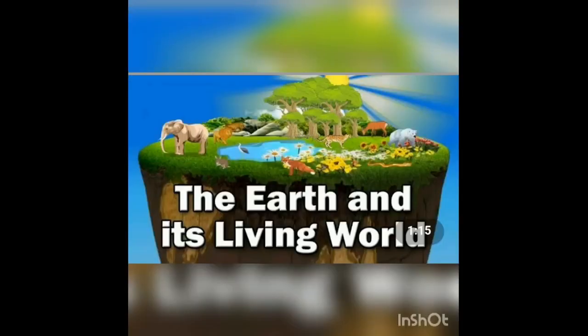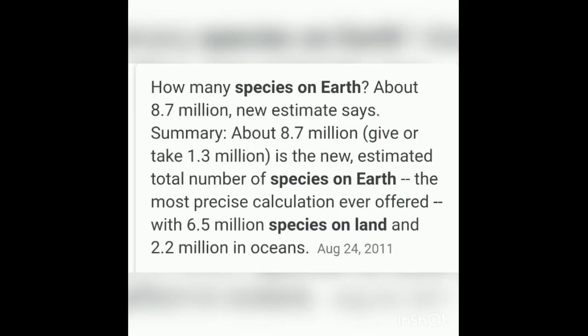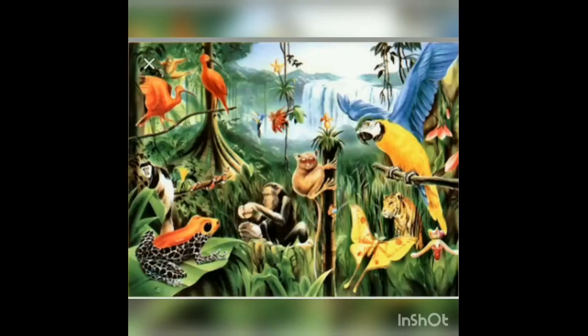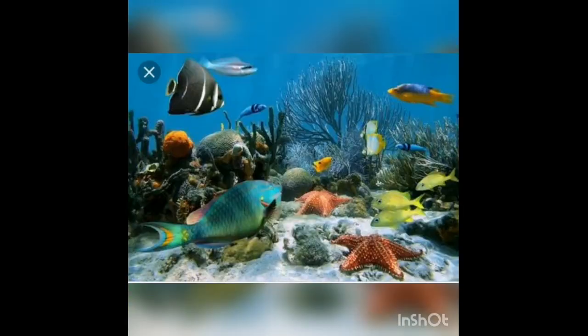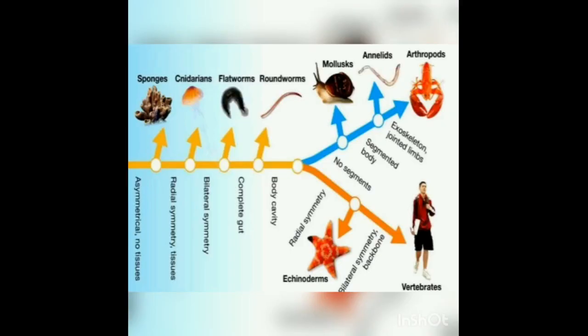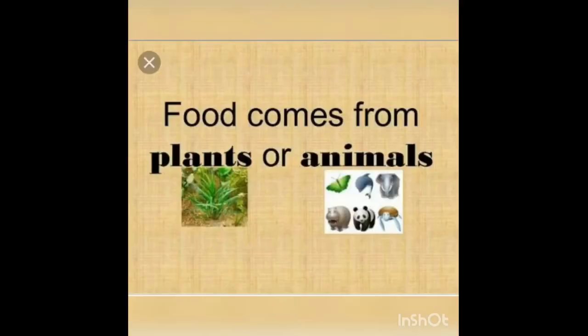There are around 8.7 million species of animals which have been identified, named, described, and classified. A study report says that 86% of all species on the land and 91% of those in the seas are yet to be discovered and named. Though humans are placed on the top position in the hierarchy, they have to depend on plants and animals for food.